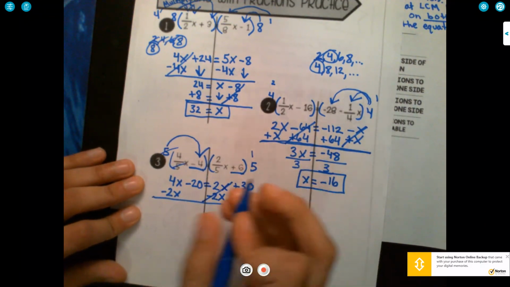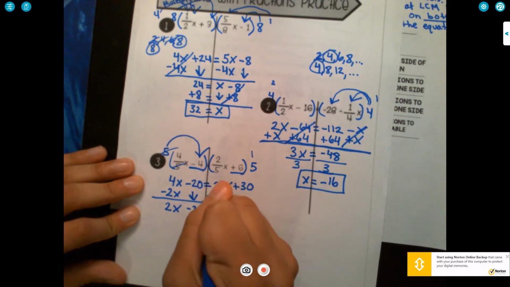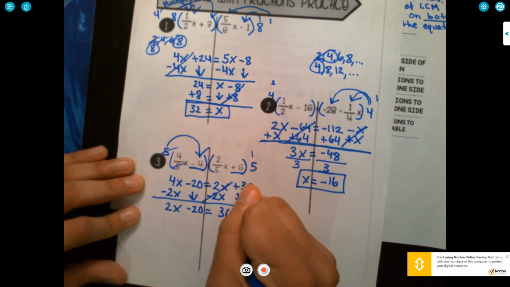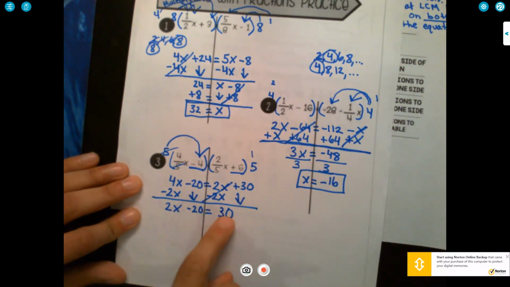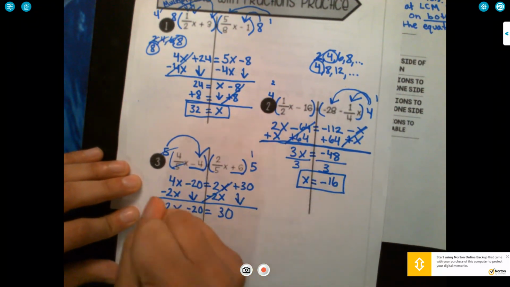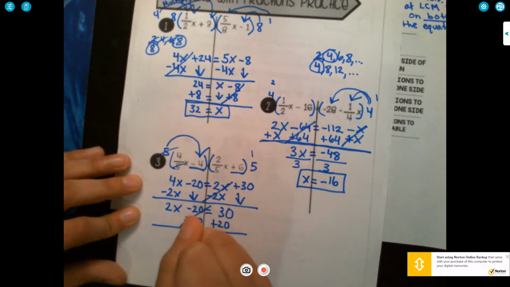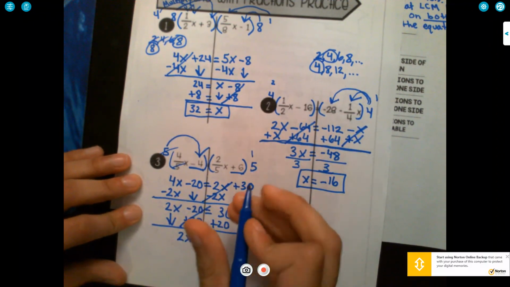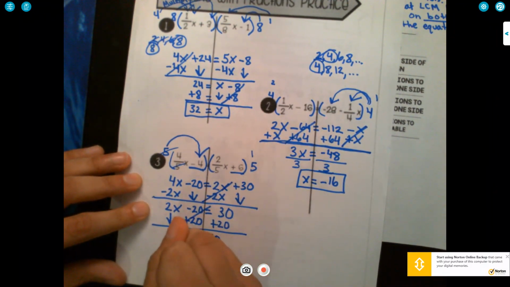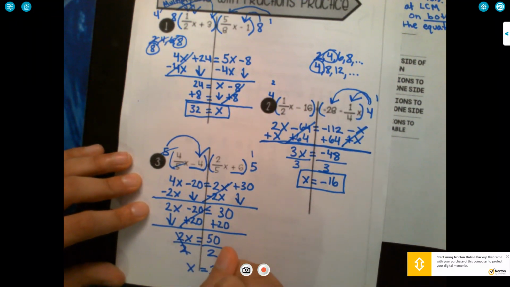All right, so that's going to cancel out. 4 minus 2 is 2x. Bring down my negative 20. Bring down my positive 30. So remember, we want to get numbers on one side, variable on the other. So I'm going to have to add 20 to cancel out negative 20. So plus 20, that cancels out. Bring down your 2x. 2x is equal to 30 plus 20, which is 50. And then divide by 2, x is going to be equal to 50 divided by 2, which is 25.